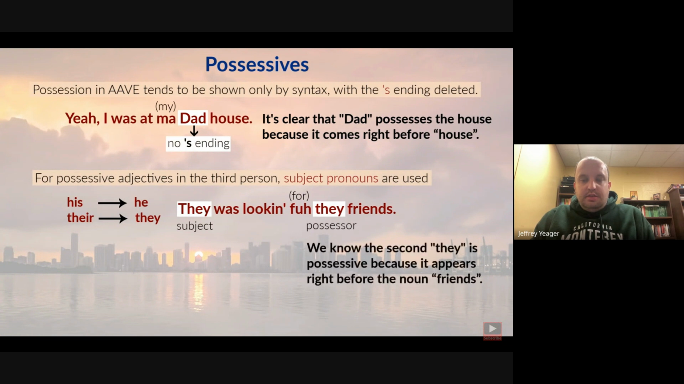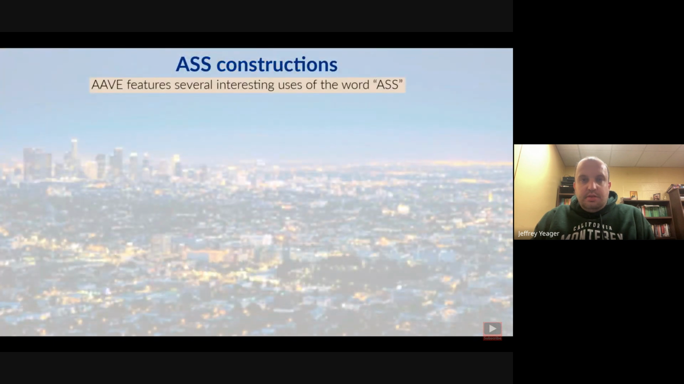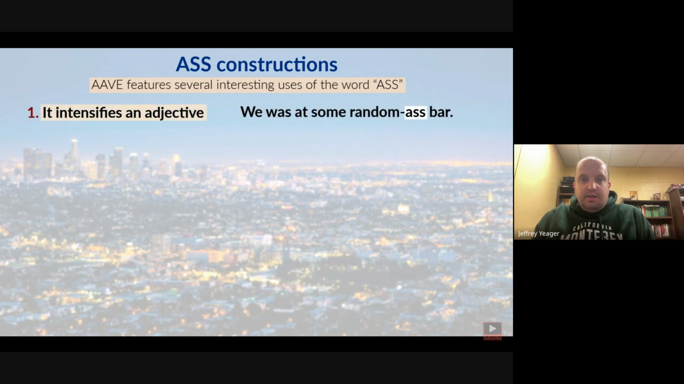But again, we know the second one is possessive because it appears right before the noun friends. Ass constructions. AAVE features several interesting uses of the word ass. First, it intensifies an adjective. We was at some random ass bar.